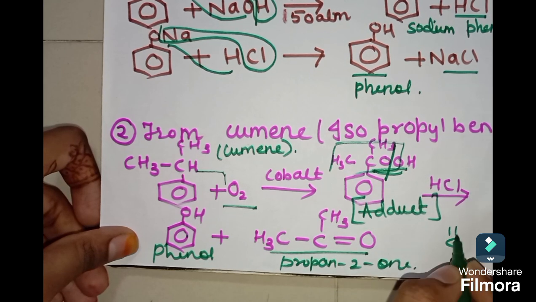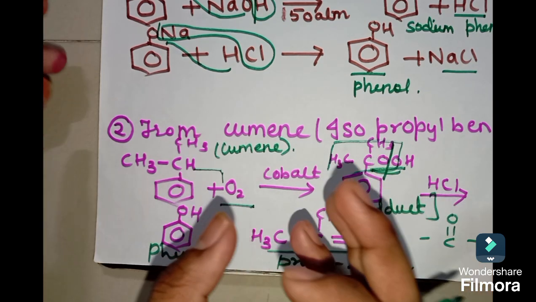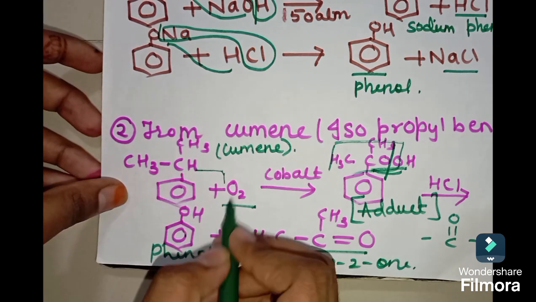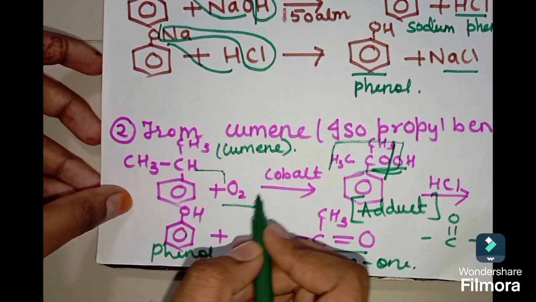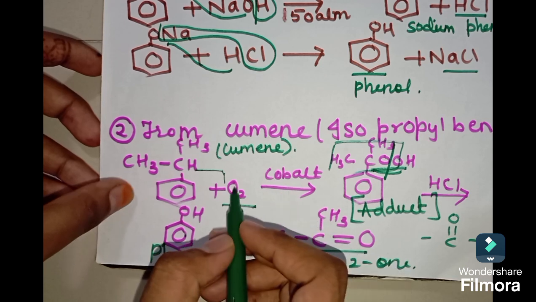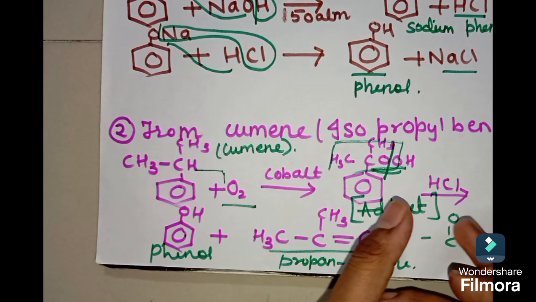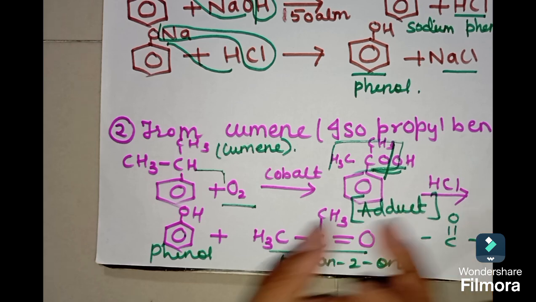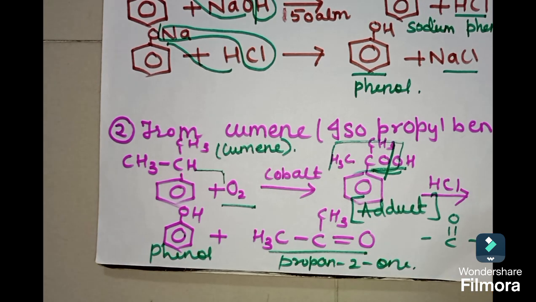Understood? The C double bond O is called the ketonic group, right? So this is propan-2-one. Now students, I'll revise it fast. We have taken cumene and I'm adding oxygen to it in the presence of cobalt. The oxygen gets added, it will form one adduct, and when I react it with HCl, it will form phenol and propan-2-one.